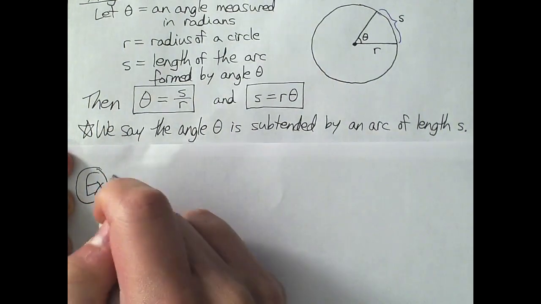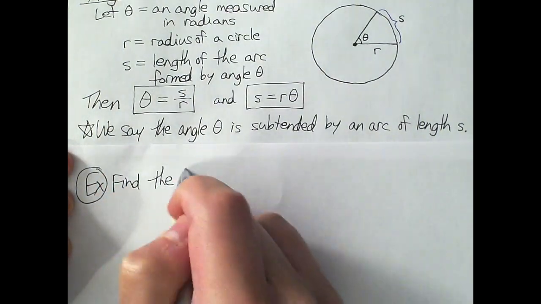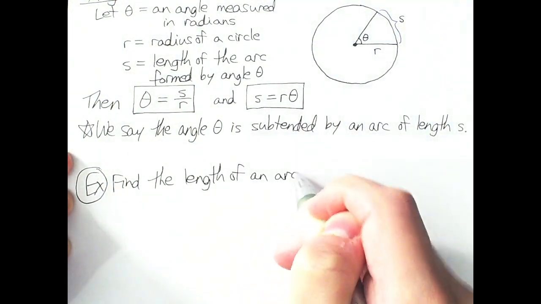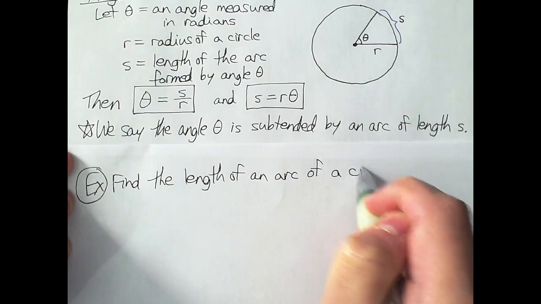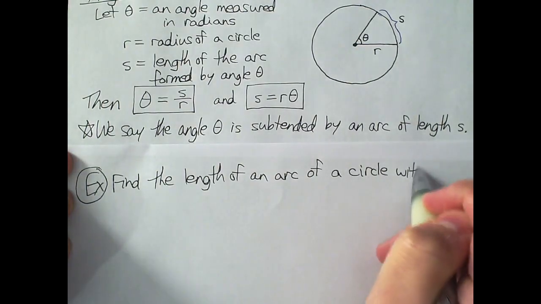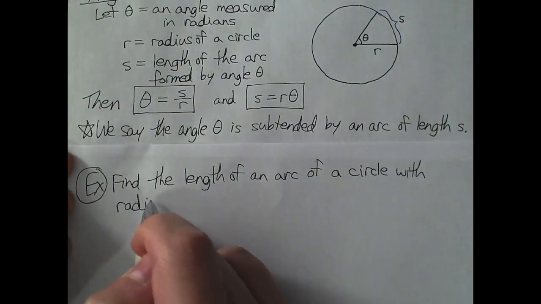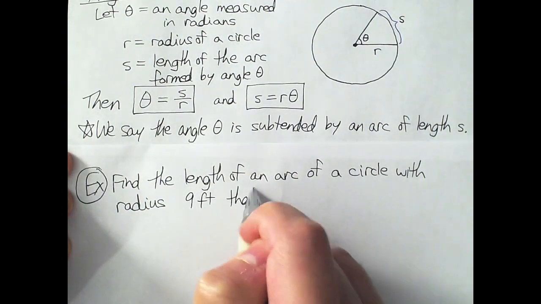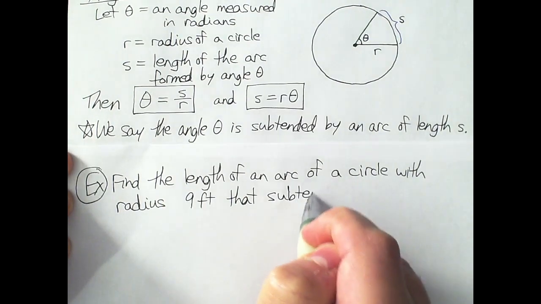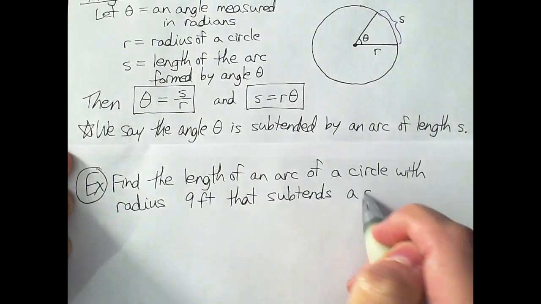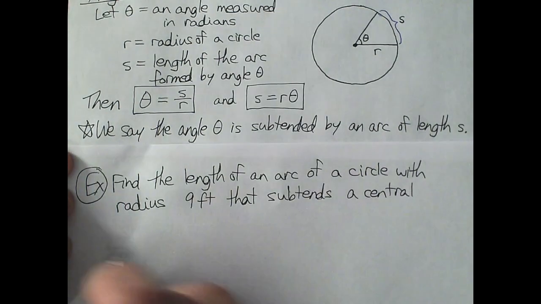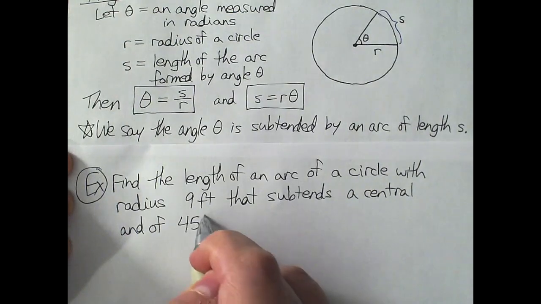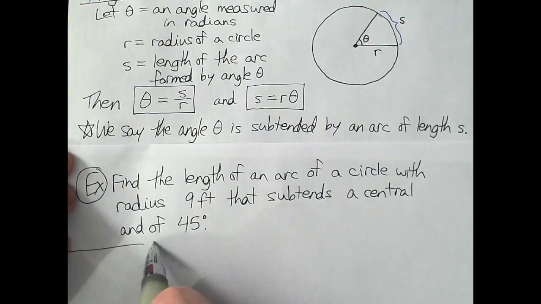So I'm going to say, find the length of an arc of a circle with radius 9 feet that subtends a central angle of 45 degrees. Why don't you try this one? How about you pause the video, give this a try.